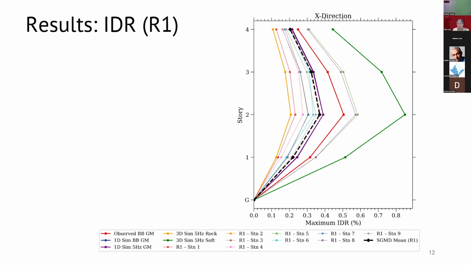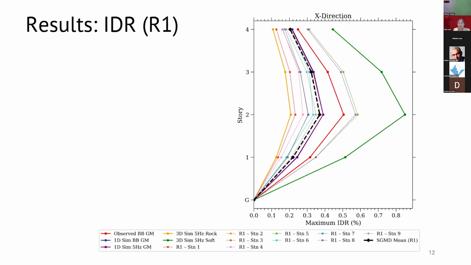Okay, now to the results. So I'm only showing the interstory drift or the drift profiles here, the results of those. So here you see for story and the drift ratios in percent. The red one is the observed Loma Prieta that we generate from our model, and then the other ones also using the model, the drift profiles from different stations 1 to 9.